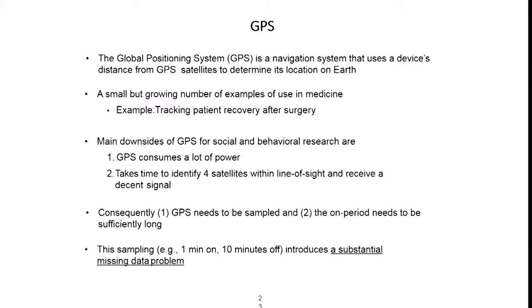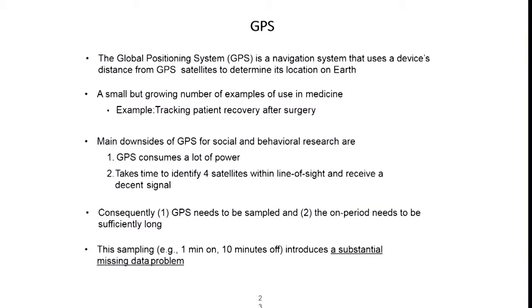But it turns out that there are at least two downsides for using this technology in a research setting. And one of them is that GPS consumes a lot of power, so it kills your battery pretty quickly. The other one is that it takes time to identify 4 satellites. So the GPS has to identify 4 satellites before you can pinpoint your location on Earth. And as a consequence, we need to sample GPS. We cannot collect the data continuously. And the second limitation is that the on period has to be sufficiently long. Now, some missing data problems may seem like, will this give you a benefit of 2% or 5% or something like that?